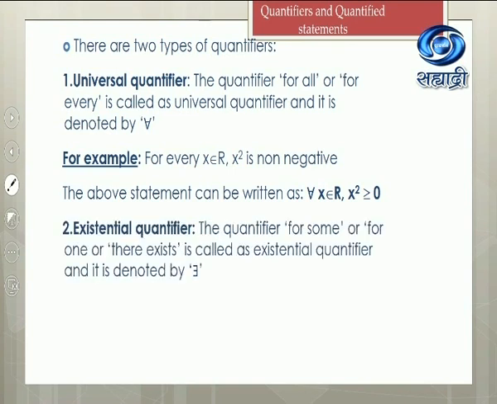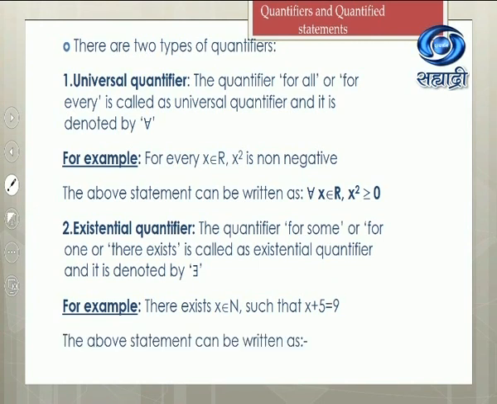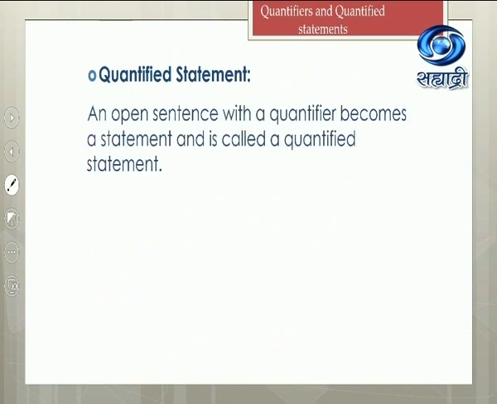Existential quantifier: the quantifier for some or for one or there exists is called the existential quantifier, and it is denoted by this, the upside-down E, the mirror image of E. For example, there exists x belonging to N such that x plus 5 equal to 9. For x equal to 4, the statement is true. Therefore, we can write it as there exists x belonging to N such that x plus 5 is equal to 9. Quantified statement: an open sentence with a quantifier becomes a statement and is called a quantified statement. So whenever you write 'for all' or 'there exists', whatever is written together becomes a quantified statement.